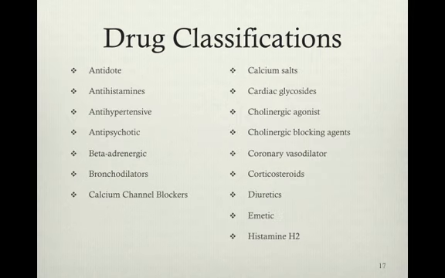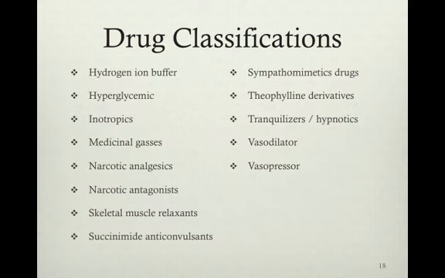Drug classifications continued. Antidotes, antipsychotics, corticosteroids, diuretics, emetics, histamine 2 or H2 blockers, calcium channel blockers, hydrogen ion buffers, inotropes, vasodilators, vasopressors. All of these, start looking at them now so that you understand what these drugs do generally, so that you can start applying previous knowledge or scaffold your information, so to speak.